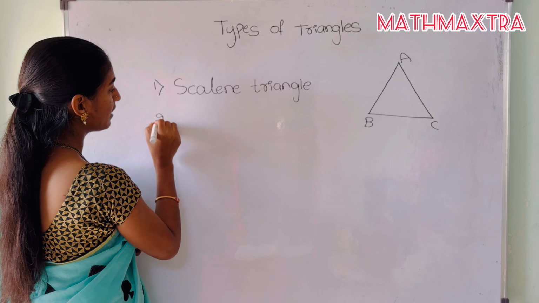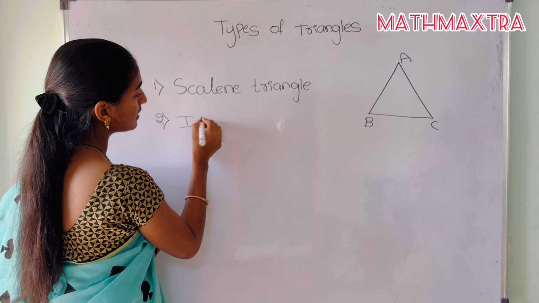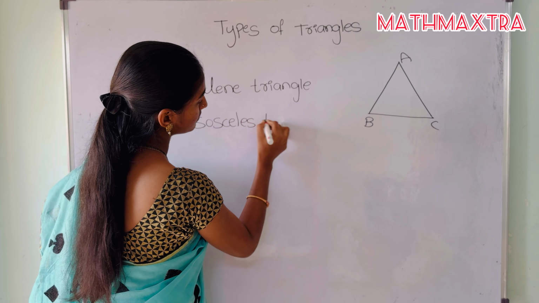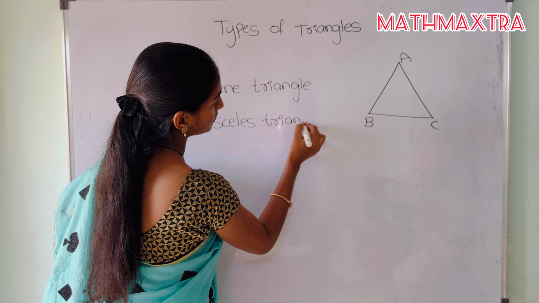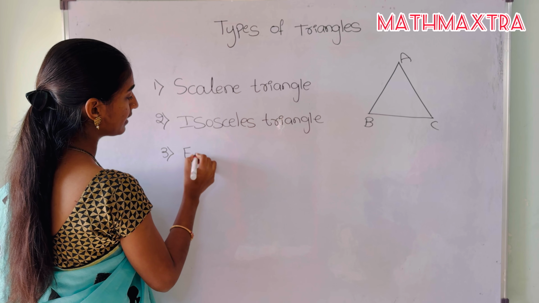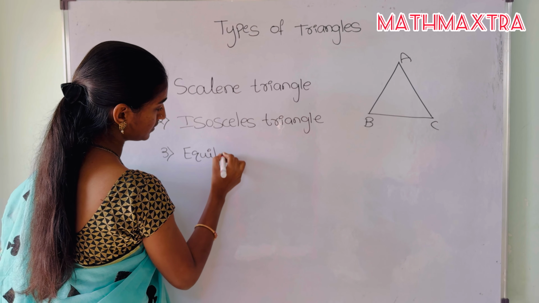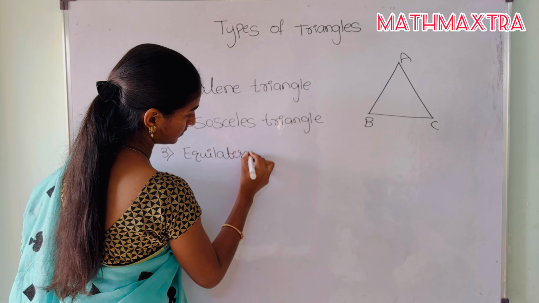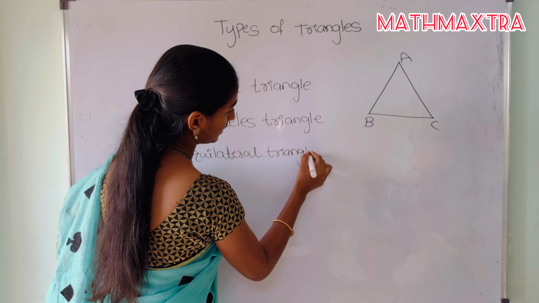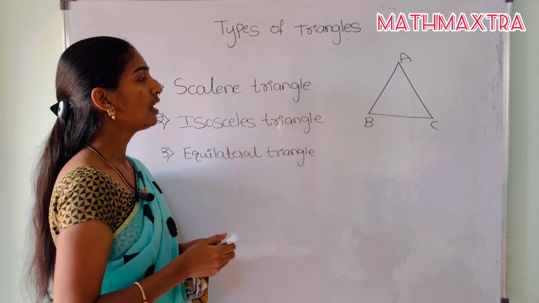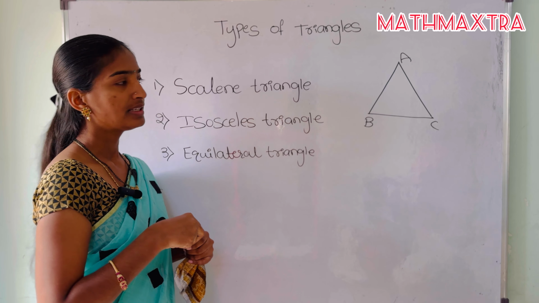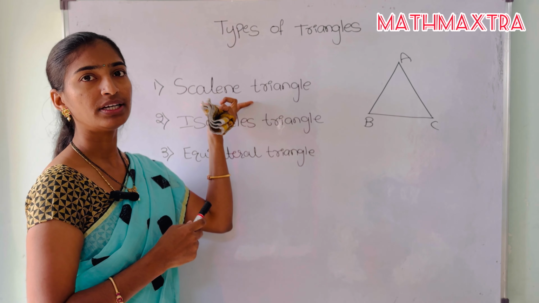And the second type is isosceles triangle. And the third type is equilateral triangle. These three types of triangle are based on the length of the sides of a triangle. We'll see one by one in detail.